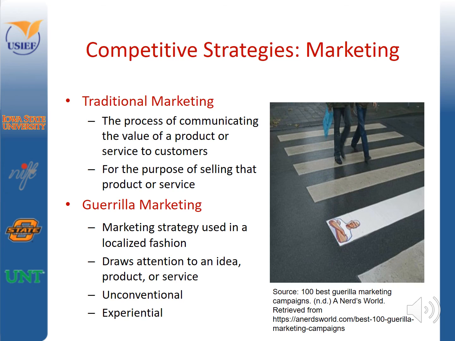Let's consider two competitive strategies across marketing. Traditional marketing is the process of communicating the value of a product or service to customers for the purpose of selling that product or service. Traditional marketing encompasses channels such as television, billboards, and other means that are normally associated with advertisements. Guerrilla marketing is a more unique form of marketing as we see it today. This marketing strategy is used in a localized fashion. It draws attention to an idea, product, or service in an unconventional way. It is often unexpected and experiential.